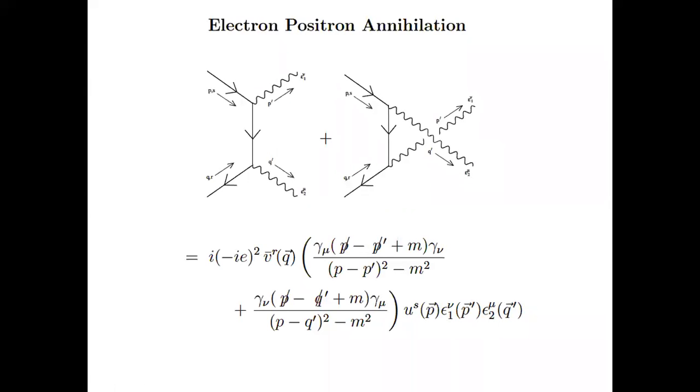Electron positron annihilation. Okay, so in this process, an electron and a positron come and they annihilate into two photons. As you can see, in this process there is an electron propagator here, and there is an electron propagator also here. So we will use those propagators here. Now the most important part in this diagram is that there are two outgoing photons, as you can see. So for two outgoing photons, there will be a polarization factor.